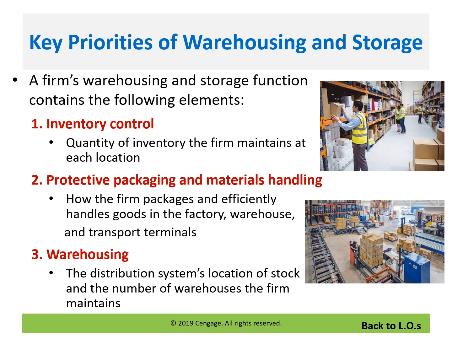Key priorities of warehousing and storage. A firm's warehousing and storage function contains the following elements. First, we have inventory control. Quantity of inventory the firm maintains at each location. Second, protective packaging and materials handling. This refers to how the firm packages and efficiently handles goods in the factory, warehouse, and transport terminals. The third is warehousing, the distribution system's location of stock and the number of warehouses the firm maintains.